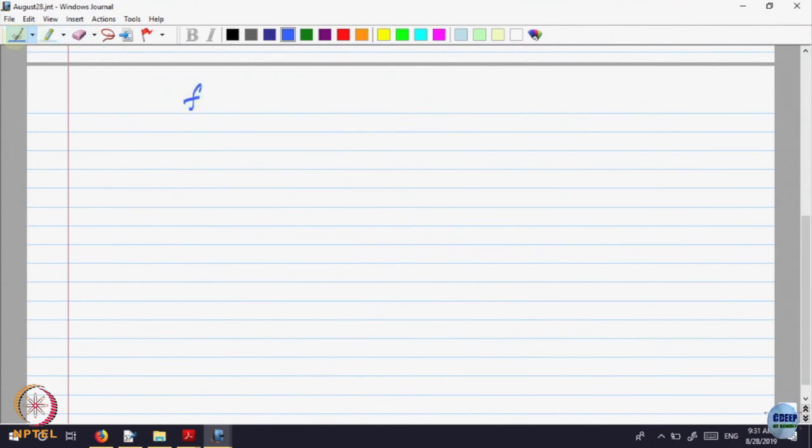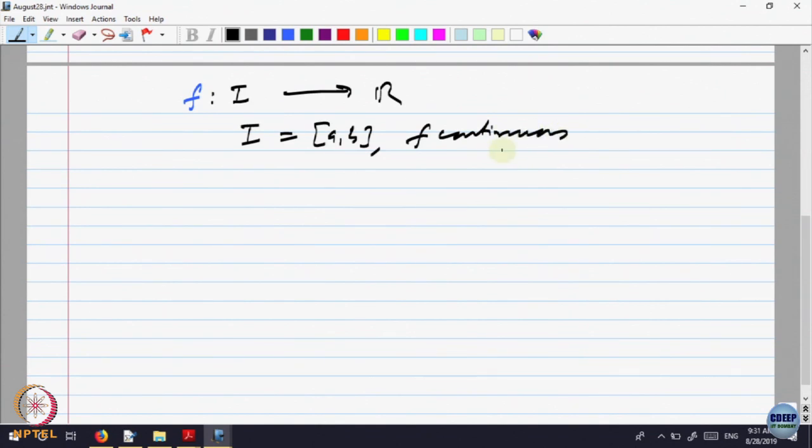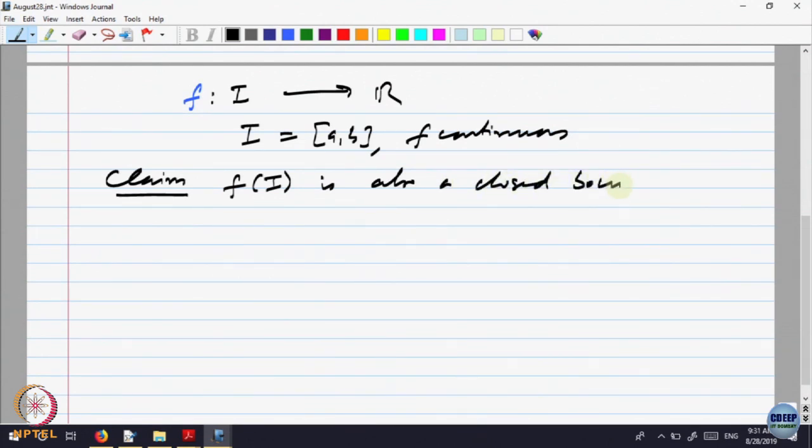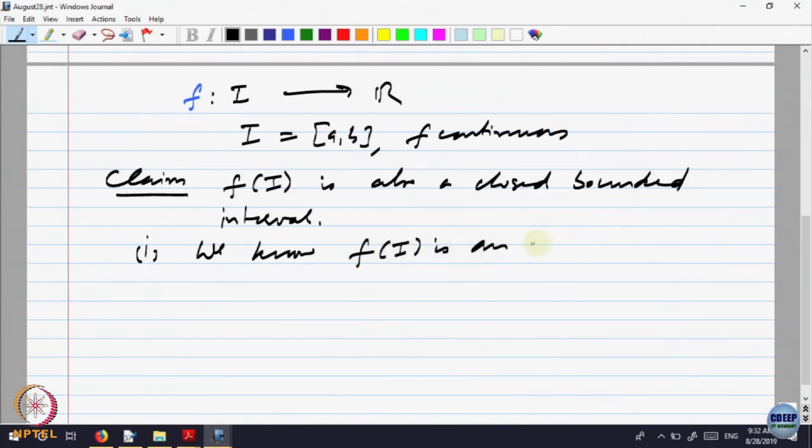So f is defined on I and taking values in R. Let us say I is [a, b], closed bounded, and f continuous. So the claim is that f of I is also a closed bounded interval. We already know f of I is an interval.